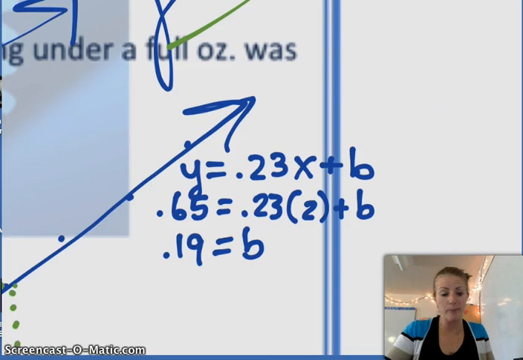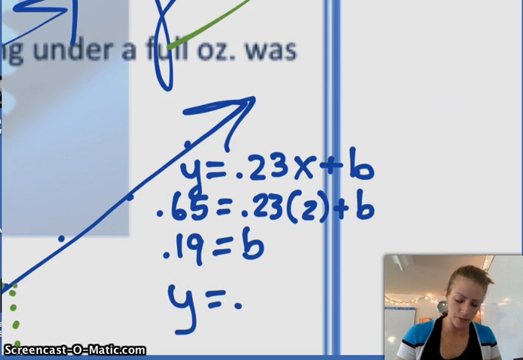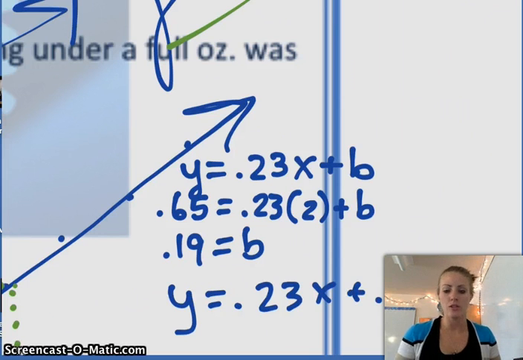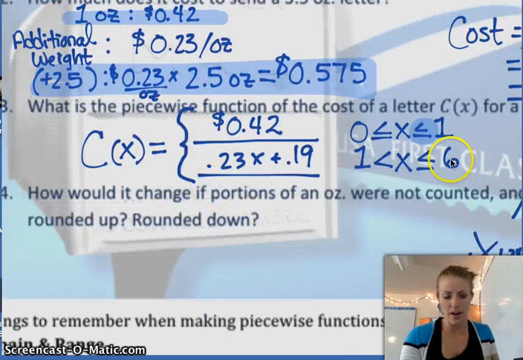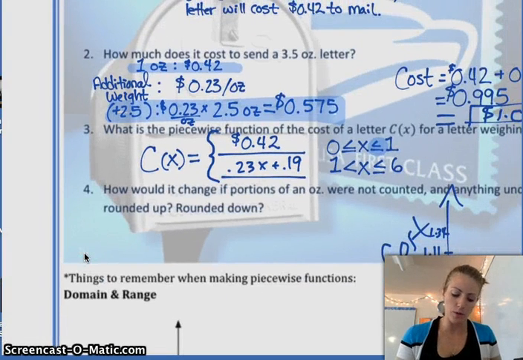If I plug in that point, 2, 0.65, then I just solve for b. b is 0.19. So my final equation is y equals 0.23x plus 0.19. Then we need to use that in our piecewise function, and there you have the piecewise function for this scenario.